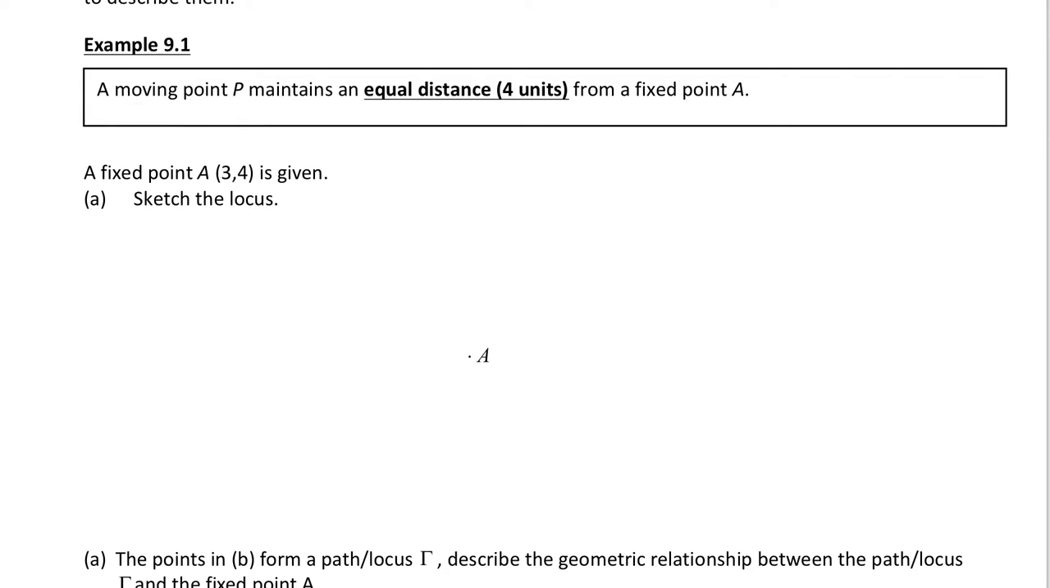If a moving pawn P maintains an equal distance for unit from a fixed pawn A, that means P is a pawn maintaining an equal distance from fixed pawn A. For example, if this is only 2 units, this is not a possible position of pawn P. Also, if the distance between these two pawns is 5 units, it's not a possible position of pawn P. Then you can move this pawn nearer, until 4 units.